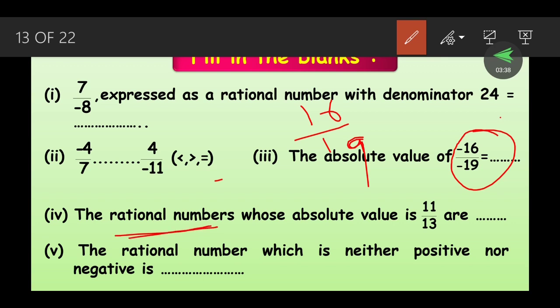What is the fourth question? The rational numbers whose absolute value is 11 by 13. So what are those numbers? One is minus 11 by 13. Another one is 11 by 13. For these two values, absolute value is 11 by 13. We can take with the minus sign or without the minus sign. These two are the rational numbers.